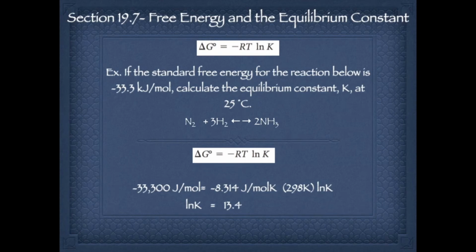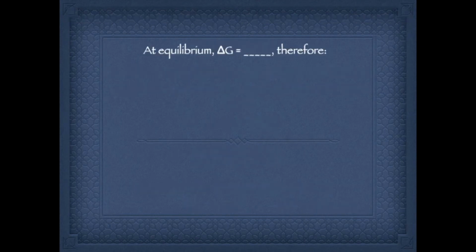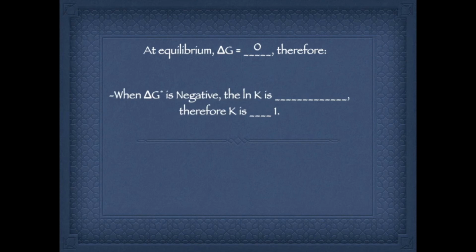Just as a reminder, your natural log is simply log base e. So to get rid of the natural log, I need to take e and raise it to 13.4, and that will give me K. So e raised to the 13.4 equals 6.60 times 10 to the 5th. Now, just as a review, when I'm at equilibrium, my free energy change equals 0. Therefore, when my delta G is negative, based on the equation we just used, that means that my natural log of K must be positive. And to get ln of K to be positive, your equilibrium constant K must be greater than 1.